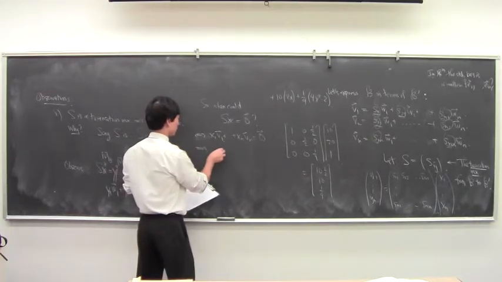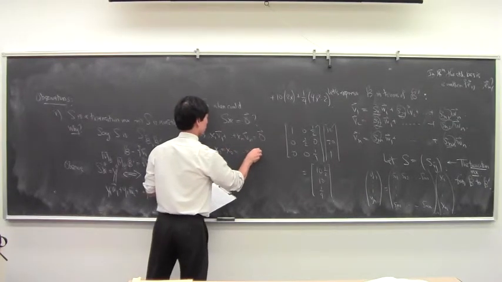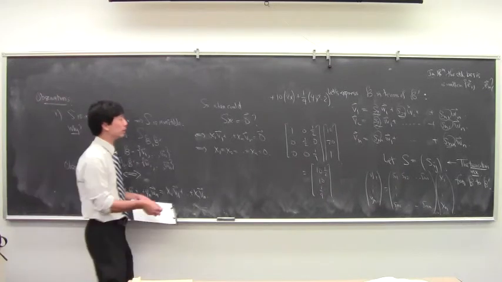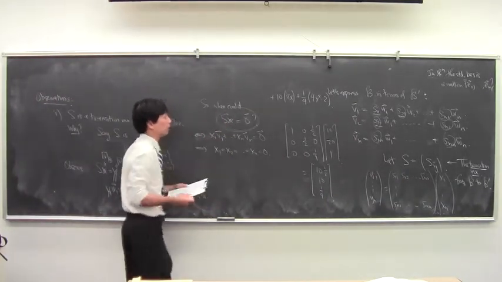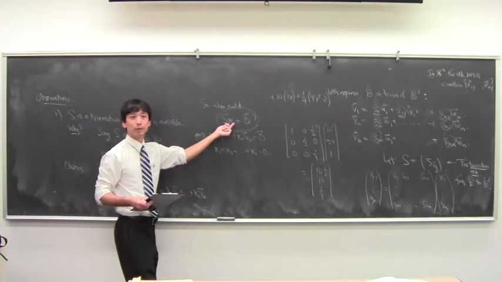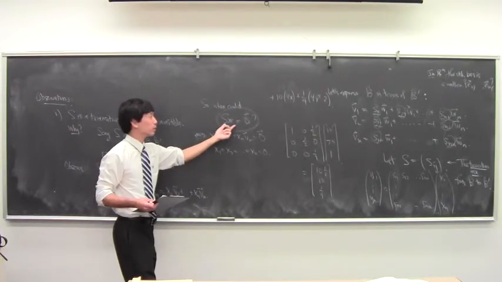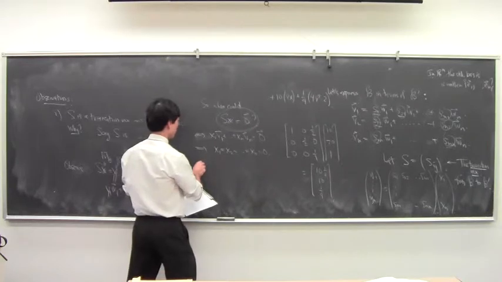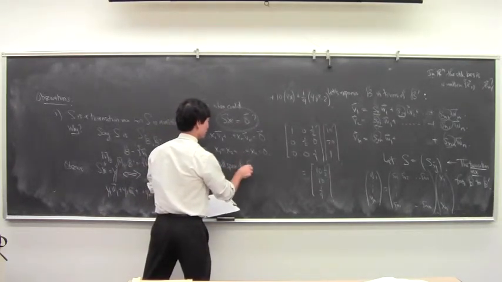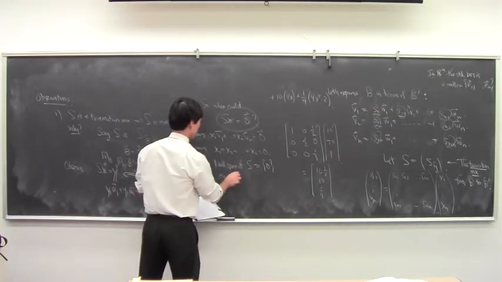So all the xi's in that case would be 0. But what does that tell you? The only time you get 0 here is if x is 0. In other words, the null space of S is 0. And that tells you that S is an invertible matrix.